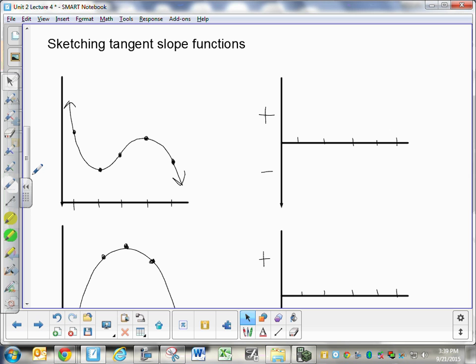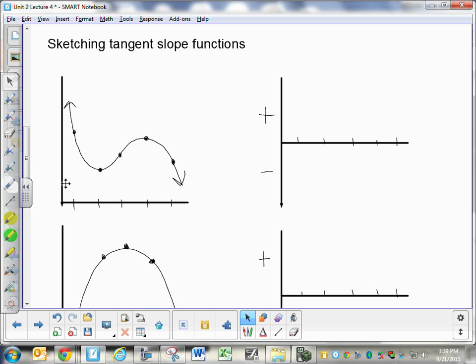sketching tangent slope function. So we did find that what we started out with, we could find a function who can tell us the tangent slopes at any location. Well, we could also figure out the existence of these buddies graphically. Okay, so let's kind of do that.